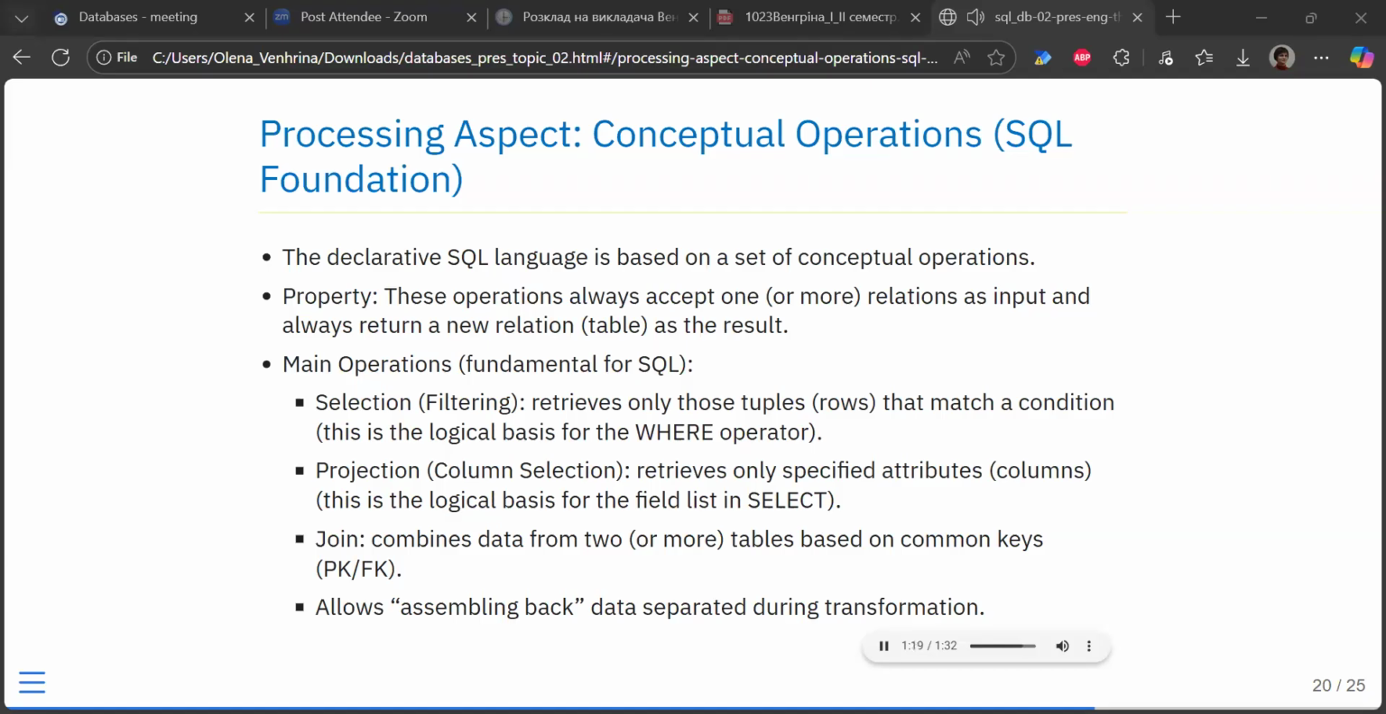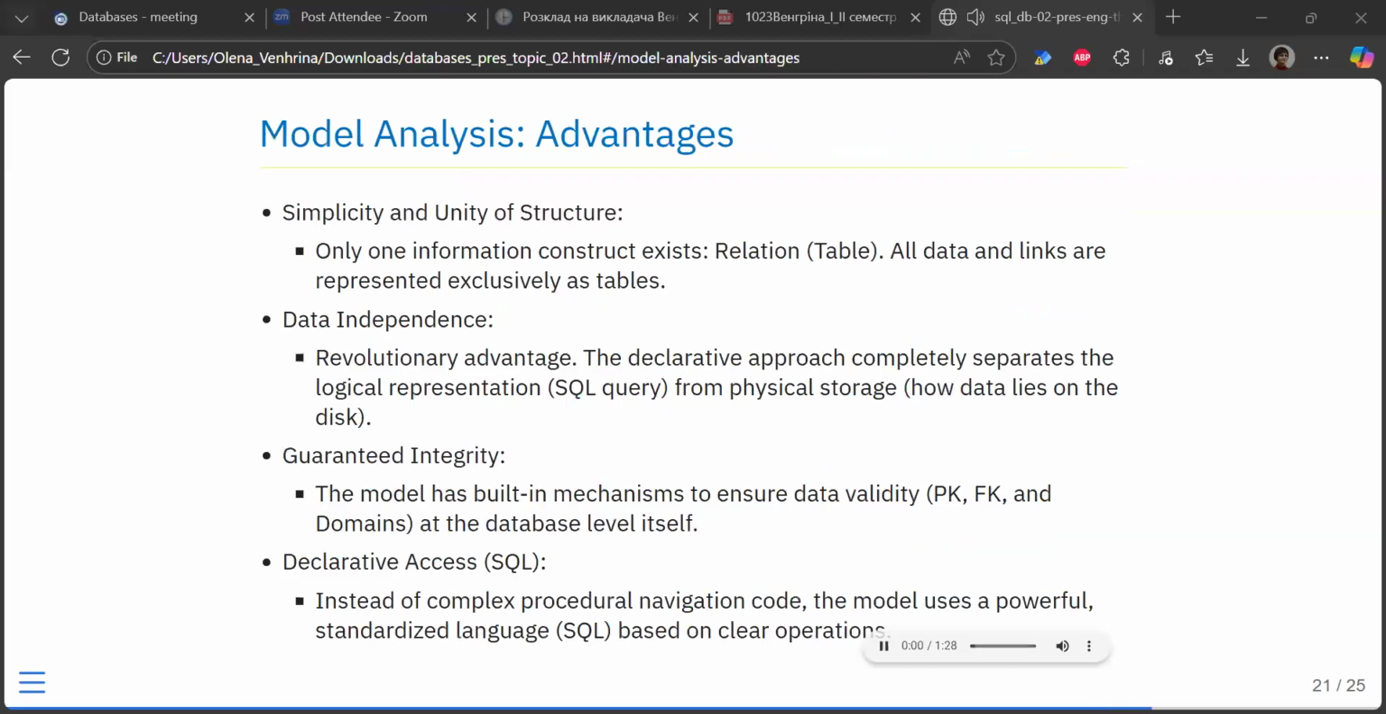This concludes the overview of the processing aspect. We have a complete picture, we know how to structure data, how to protect it, and how to manipulate it. Now it's time to analyze all the advantages and disadvantages of this approach. We have finished reviewing all key aspects of the relational model.